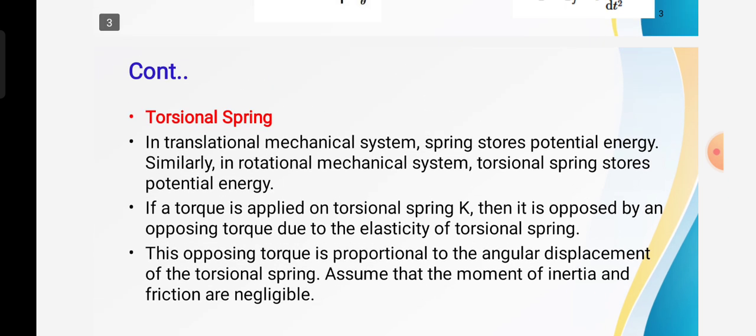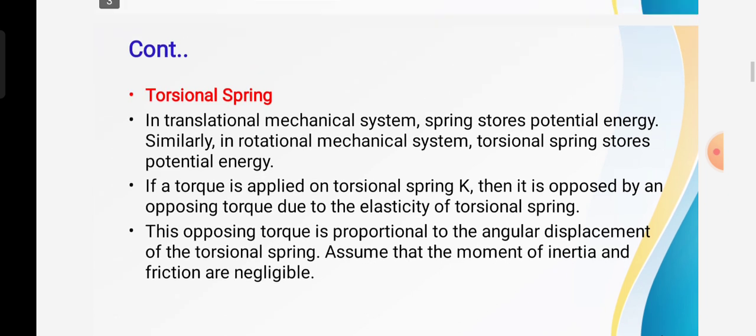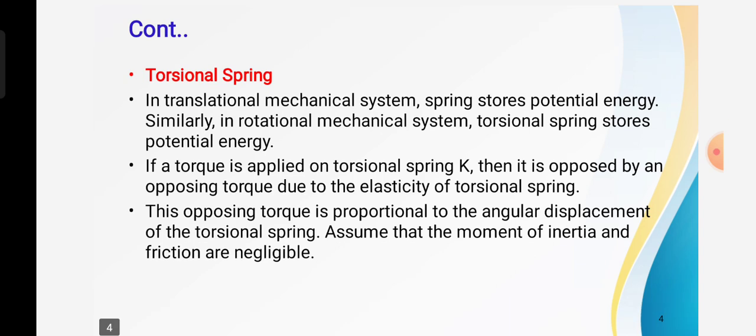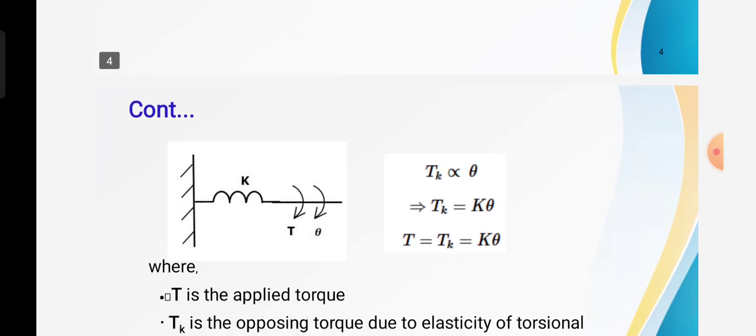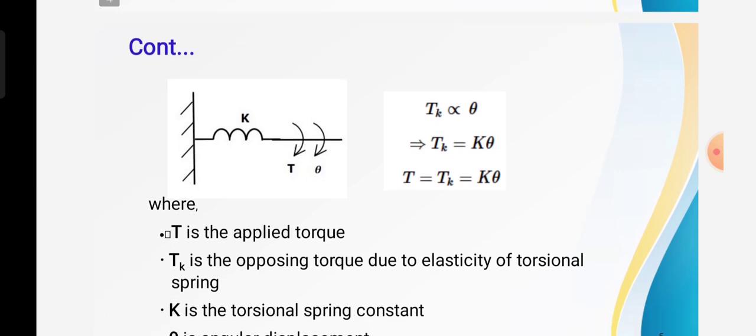Let the torque be applied on the torsional spring. The torsional spring will offer an opposing torque which is proportional to the angular displacement of the body. So Tk is proportional to the angular displacement theta, so Tk is equal to k theta.